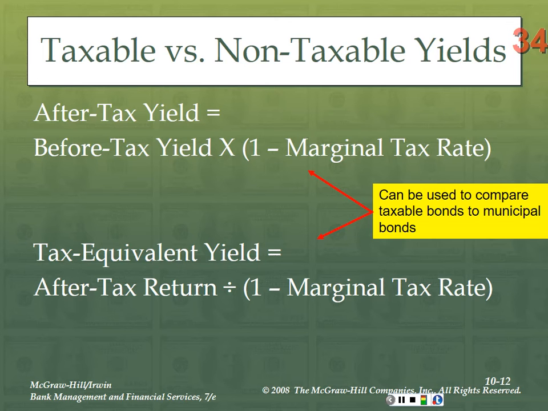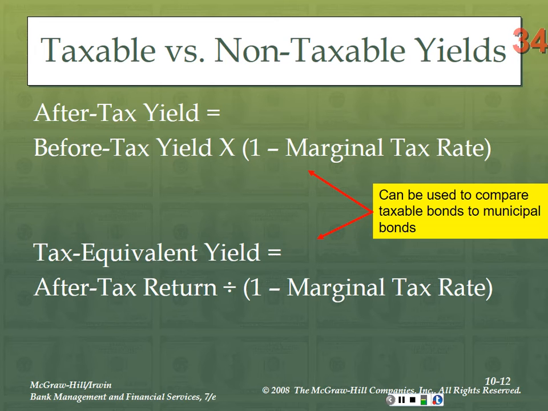The second formula, the tax equivalent yield, you would take the after-tax return divided by 1 minus the marginal tax rate. So again, it's going to do the same thing, except instead of taking it from the point of view of the taxable security, it's going to look at it from the point of view of the non-taxable security.